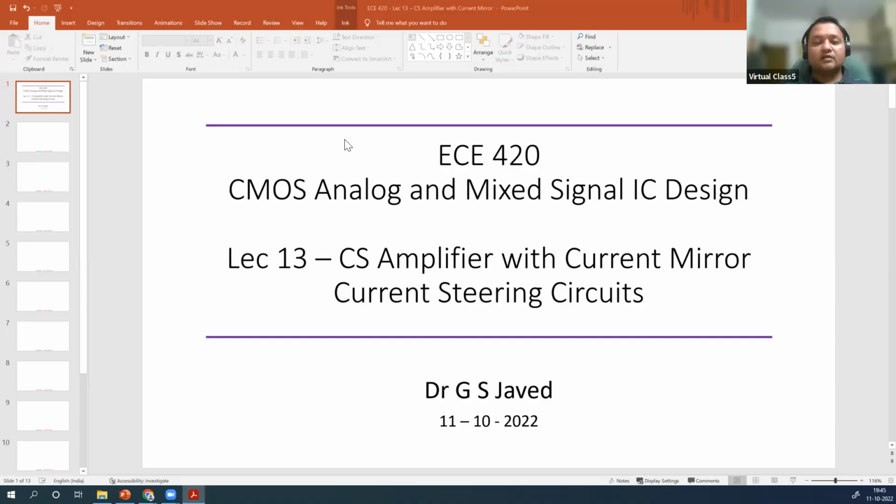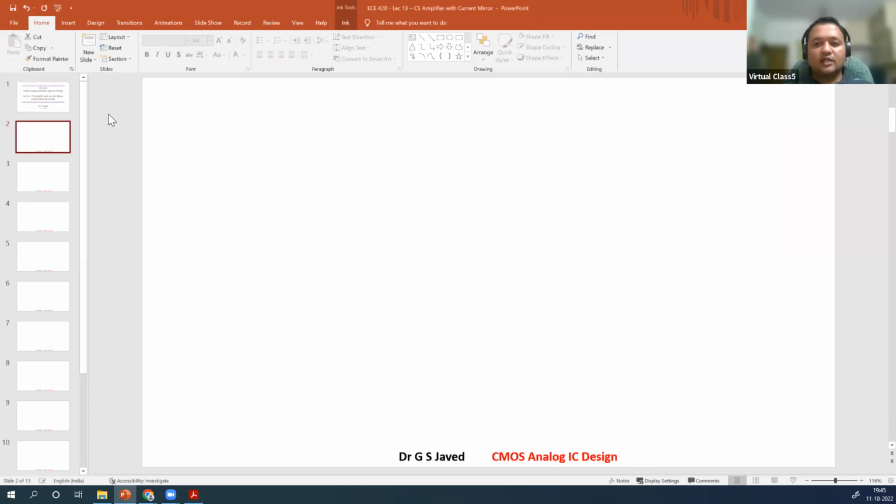Today we'll be talking about how to use a current mirror as an active load in a common source amplifier, and we will also be looking at the current steering circuits. Welcome to ECE 420, CMOS analog and mixed signal IC design. So let's begin with the first topic.